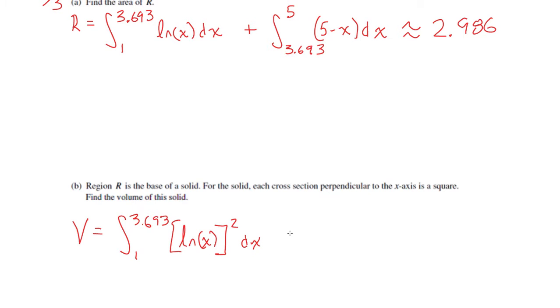We all make mistakes. We're human. This is going to be integral between 3.693. And now because she made that mistake, she's not going to make the mistake on the test, right, Rosalie? So that mistake was a good thing. 3.693 of 5 minus x, and that's going to be quantity squared dx. And there's our setup. So you got 2 points just right there.